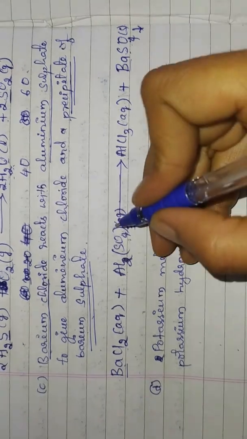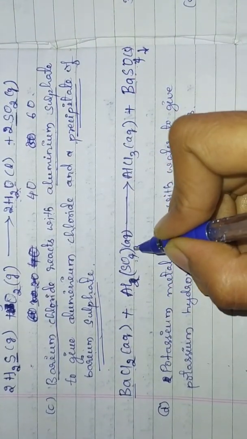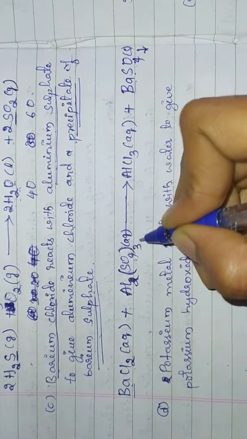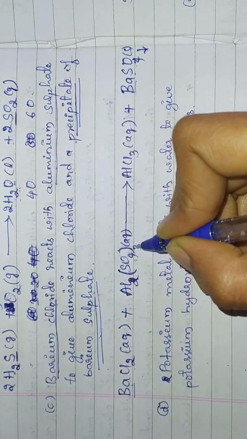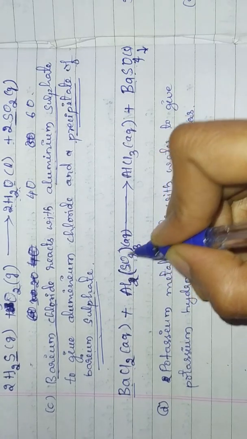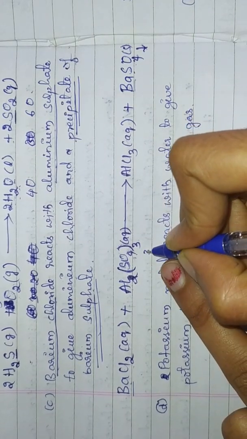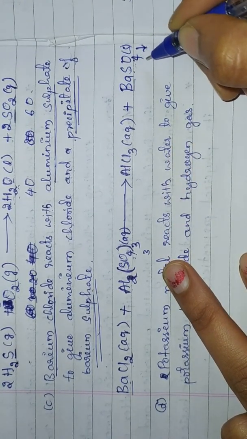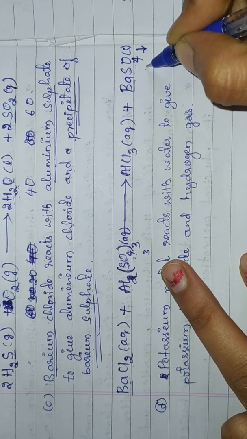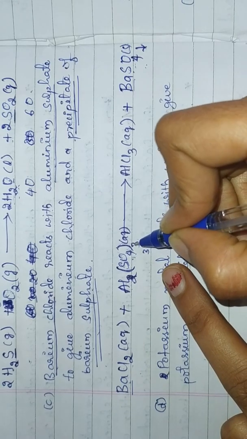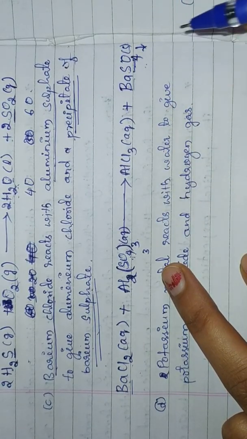Okay, so first we will start balancing with this aluminium sulfate. See here, 4 SO4 sulfate ions are there. So not 4, 3. Sorry, but 3 sulfate ions are there. But in product side, only 1 sulfate ion is there. Okay, in reactant side 3 sulfate ions are there, but in product side only 1 sulfate ion is there.